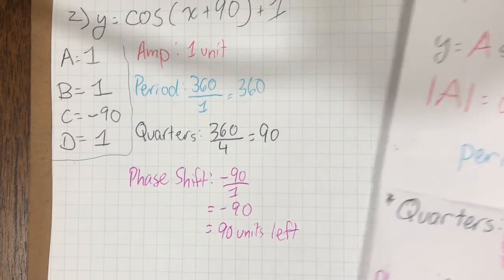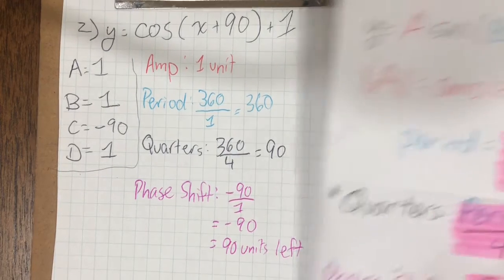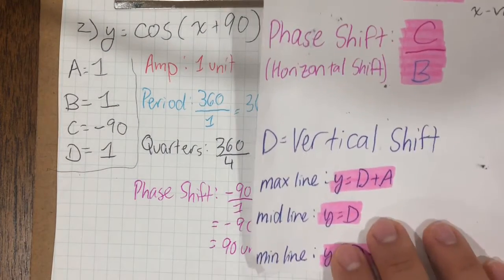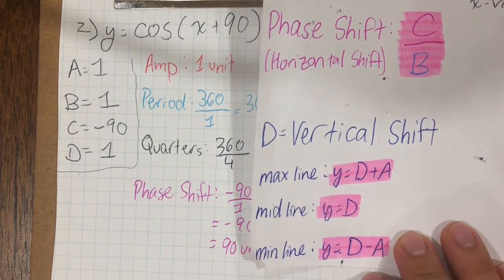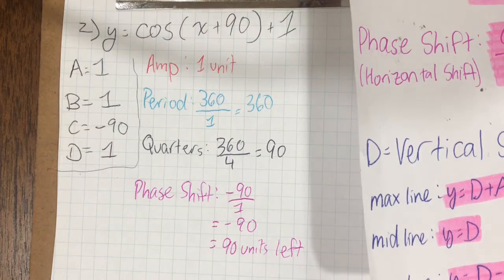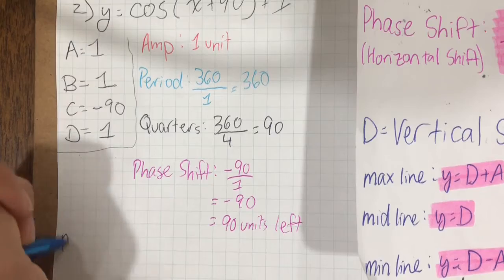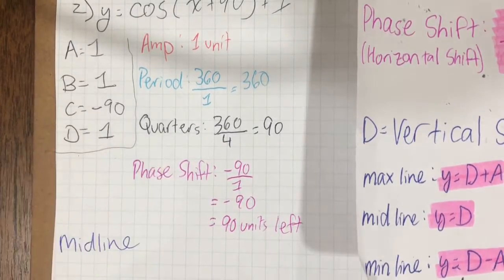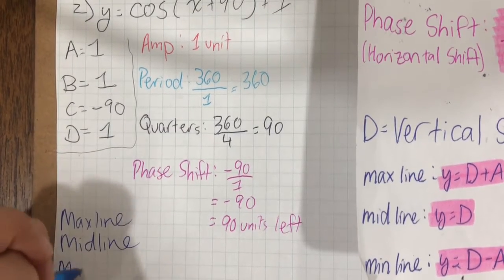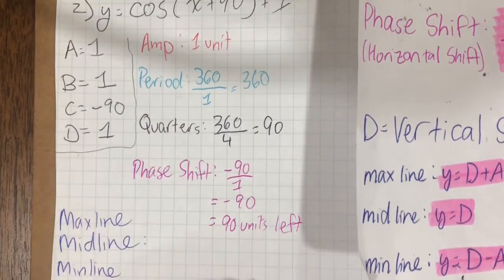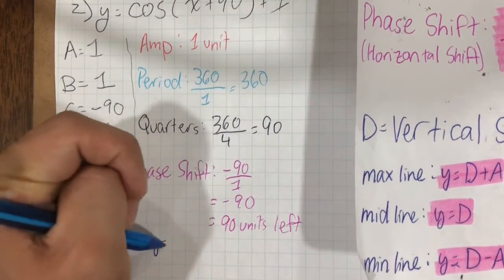So then we have the lines, the max line, the mid line, and the min line. All of those 3 things associate with the number for D, and 2 of them associate with the number for A. Let's go ahead and figure out the mid line. So for the midline, my y is going to equal D, which in this case is 1.